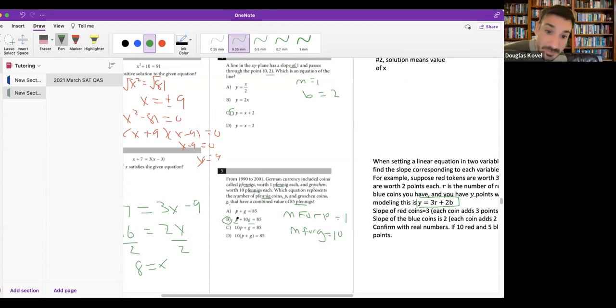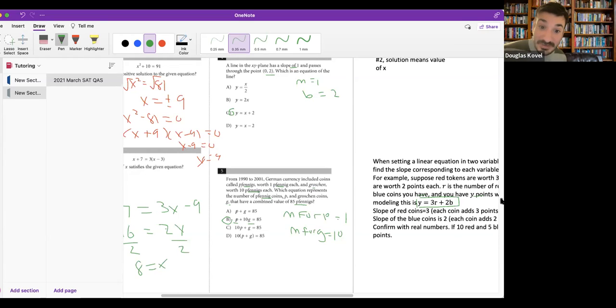And then if I look at choice B, if I plug in 5 for P and then 8 for G, I would get 85 and that works. But let's say if I were to plug it in the choice C, for example, which some students put, then you'd have 10 times 5 is 50 plus 8 is 58, and that would not be right. So sometimes you could kind of plug in your own real numbers.